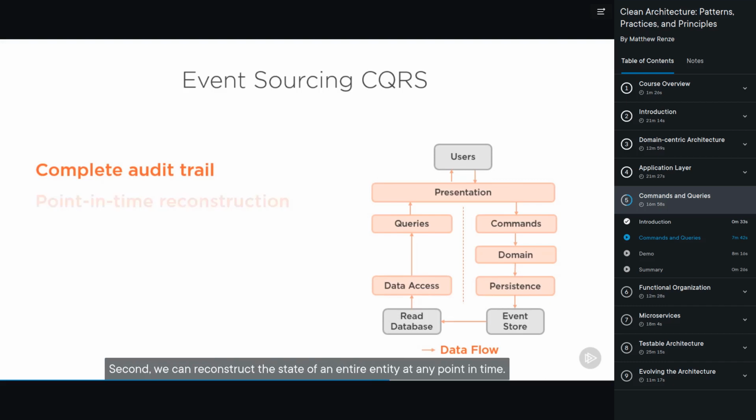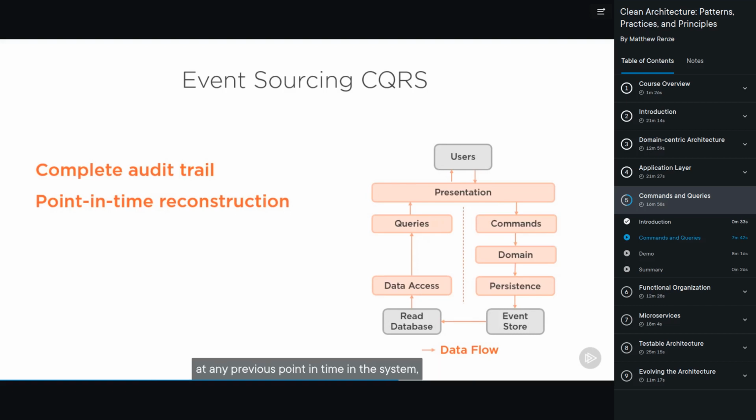Second, we can reconstruct the state of an entire entity at any point in time. This is useful for determining what the state of an entity was at any previous point in time in the system, and this is also very useful for debugging. Third, we can replay events to observe what happened in the system. This is very useful for diagnostics and debugging. In addition, this is also very useful for load testing and regression testing in a test environment using existing production events that have occurred in the system.